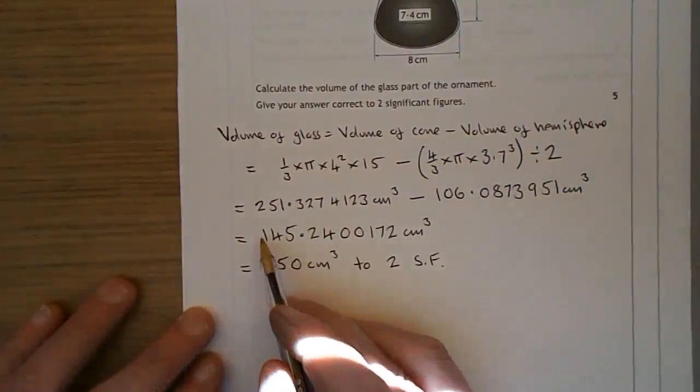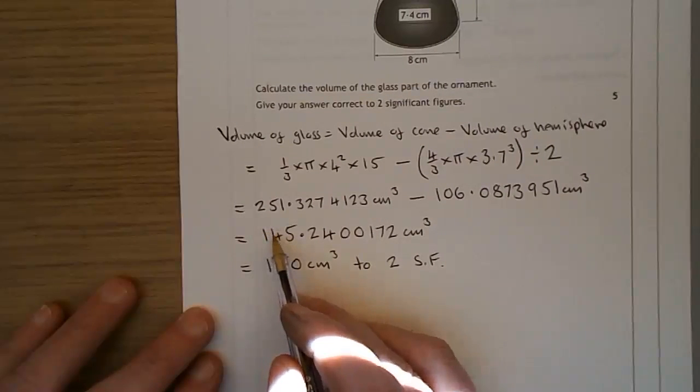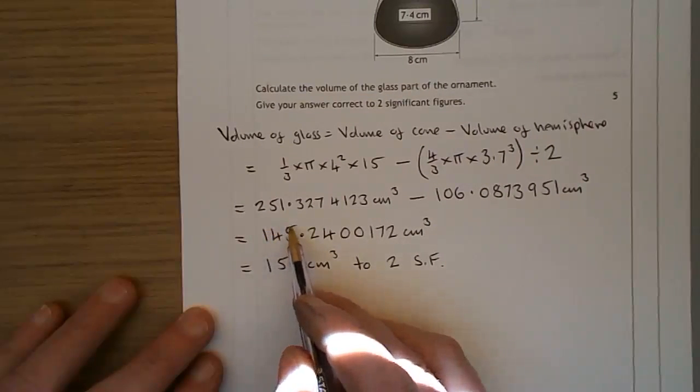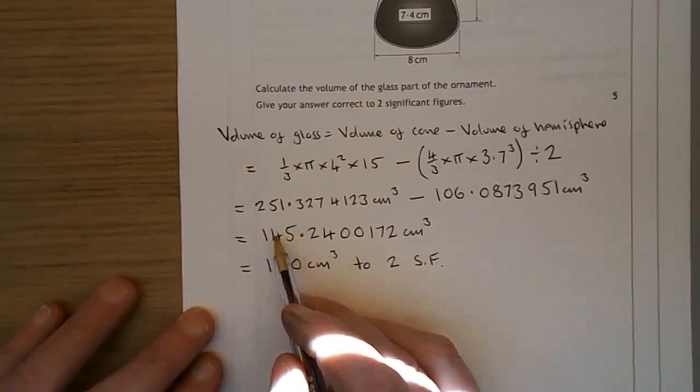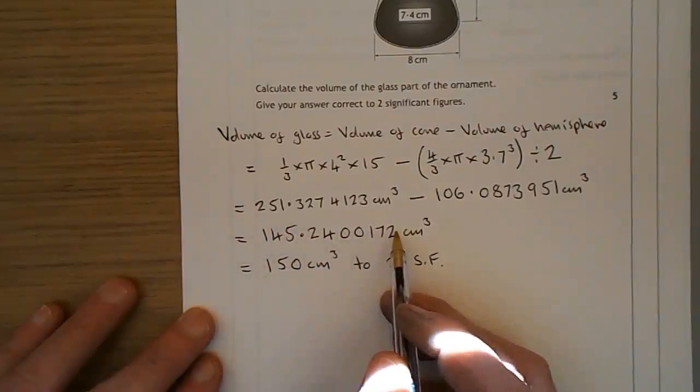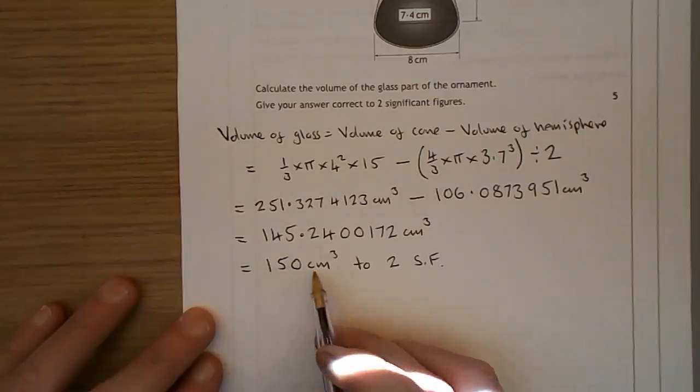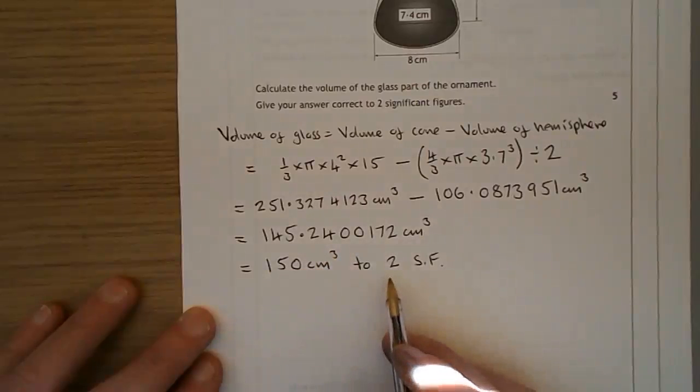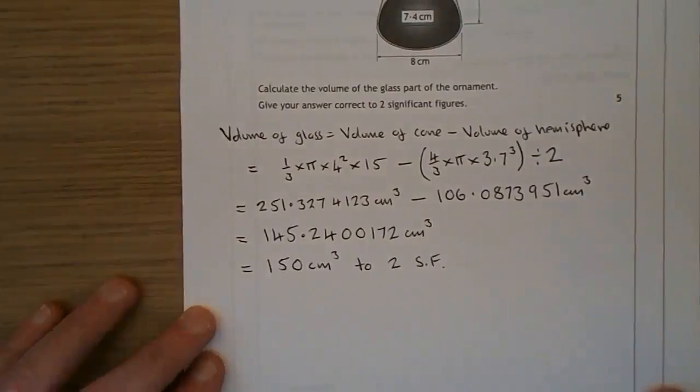Okay, here we go. That's your first, that's your second, that 5 puts that up to a 5, and that turns to a 0, and all the others turn to 0. So it's 150 centimetres cubed, and that's it to 2 significant figures.